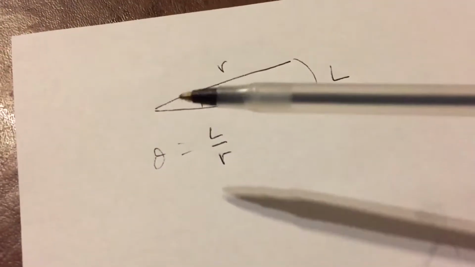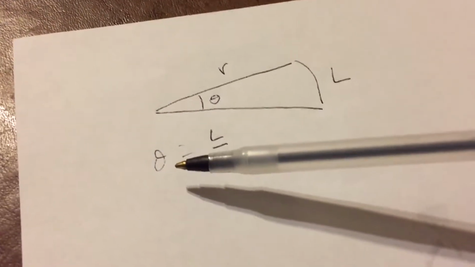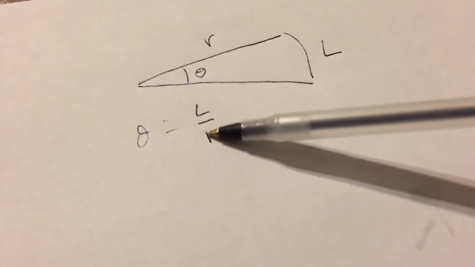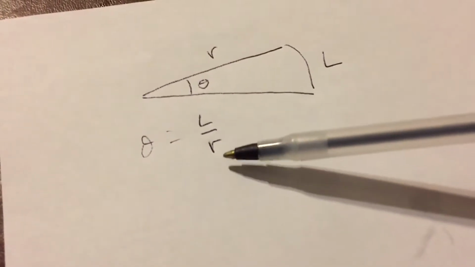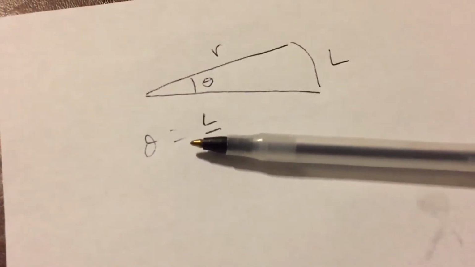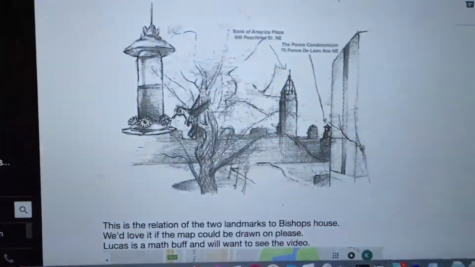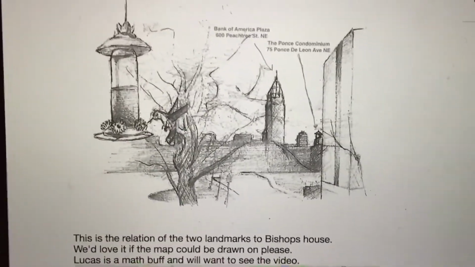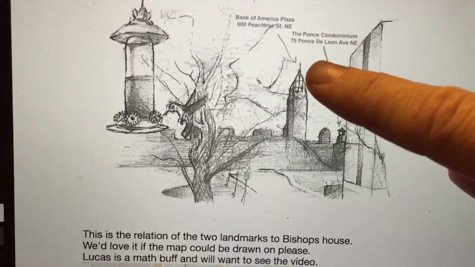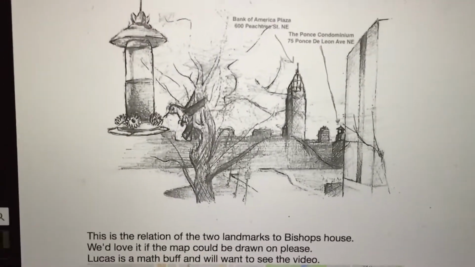Okay, so if we know the angular size of something and how big it is, we can find out how far away it is. So we're going to get theta, we're going to get L, and we're going to calculate R. Okay, so let's start with the drawing over here. Here's the drawing. It's this one right here. This is the drawing. Now, we can measure the size of things on here, but we need the angular size.